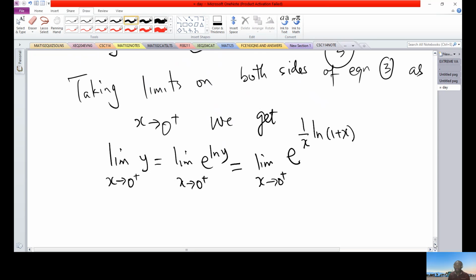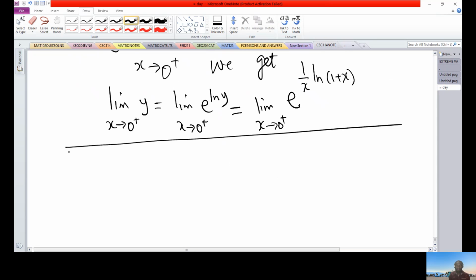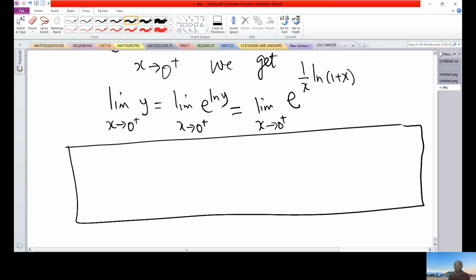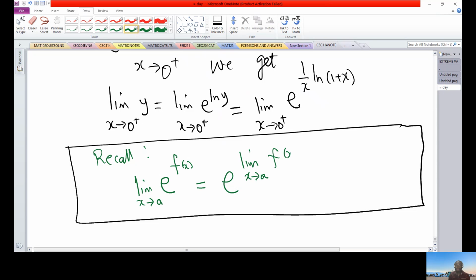Now, recall this property. Recall that if we have the limit as x approaches a of e raised to the power f of x, it is the same as e raised to the power of the limit as x approaches a of f of x. So we're going to make use of this property. Call this equation 4.